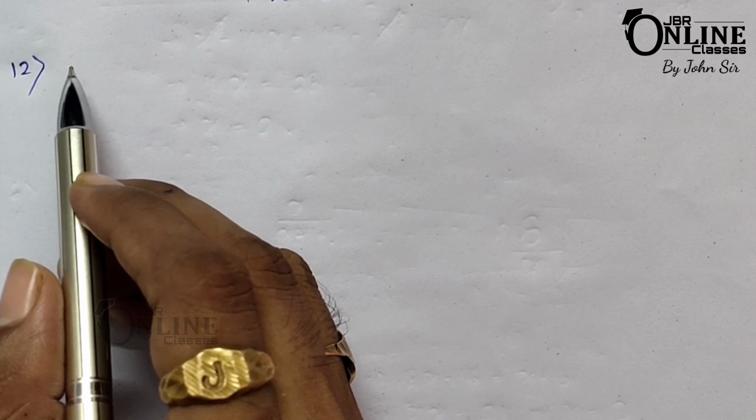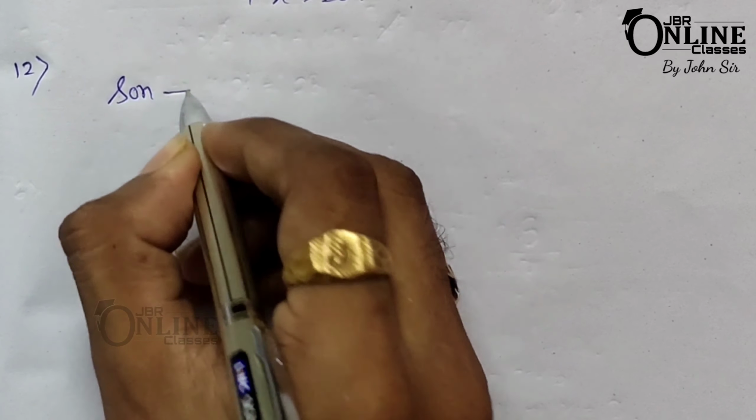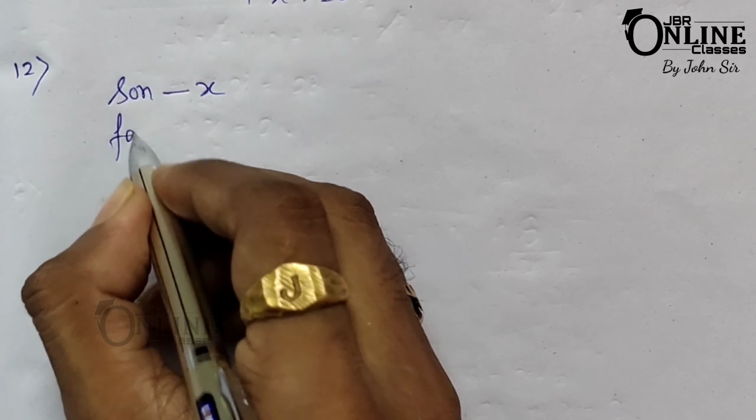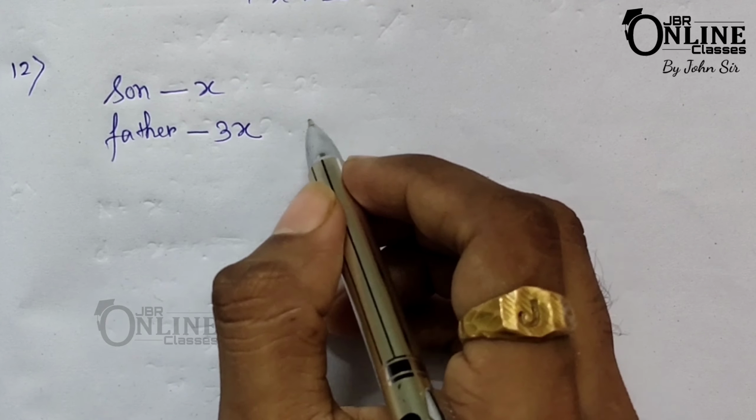A father is 3 times as old as his son. So if the age of the son equals x, then the age of the father equals 3x years.